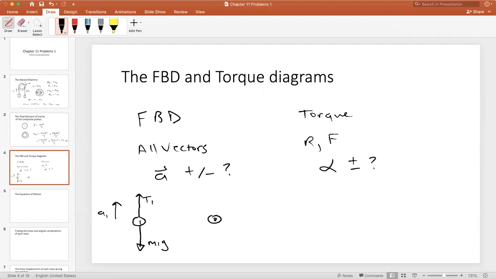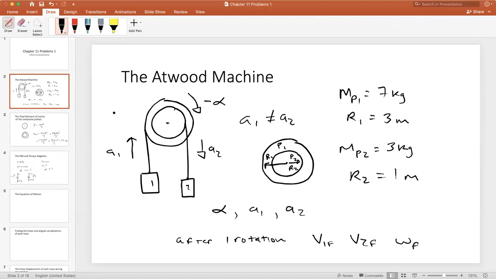For mass two, we again have m2g. We have a tension T2 pulling up on it, and a2 is going to be going down. So if we look back at this, there's a tension T1, there's a weight m1g, and a1 goes up. We have a tension T2, m2g goes down, and a2 goes down.